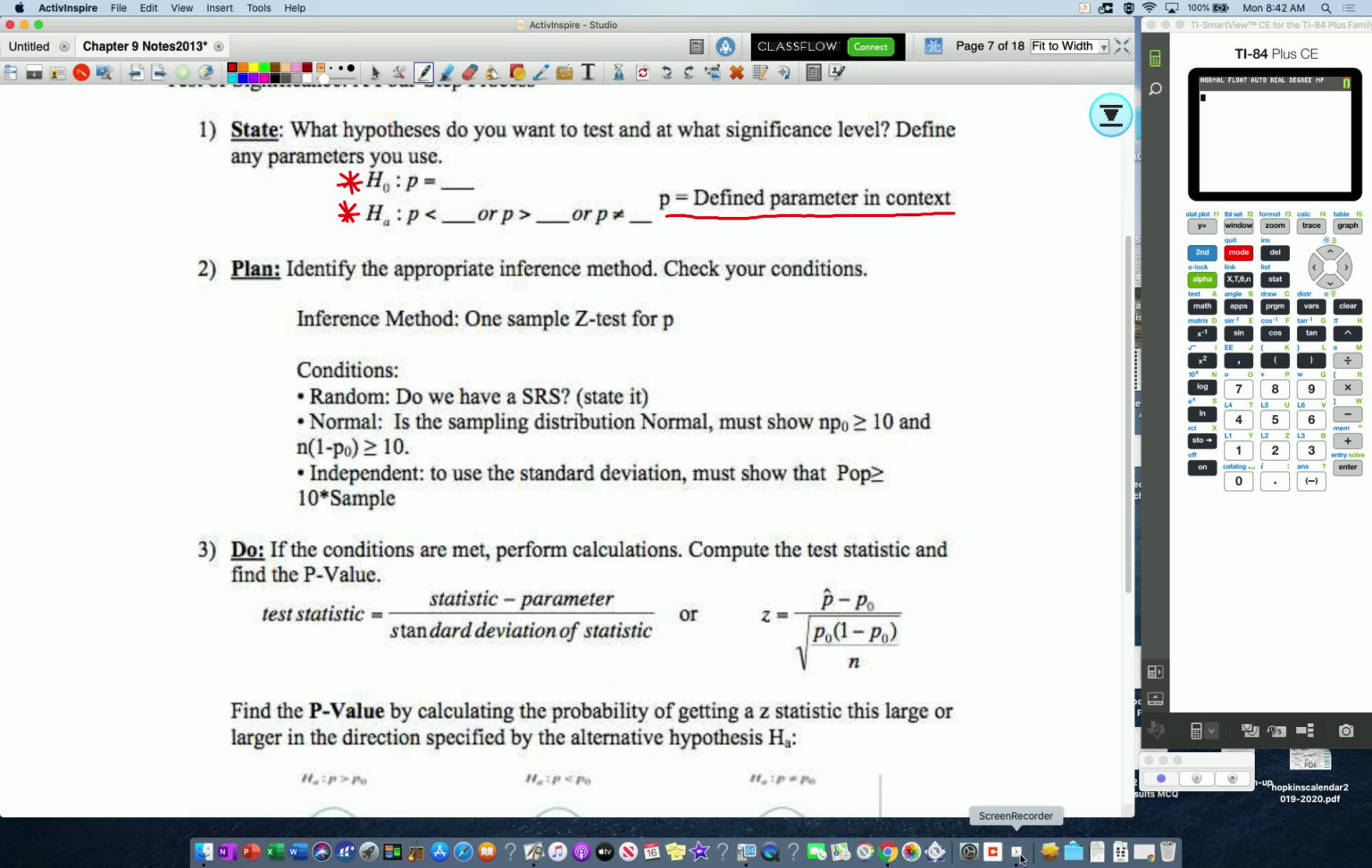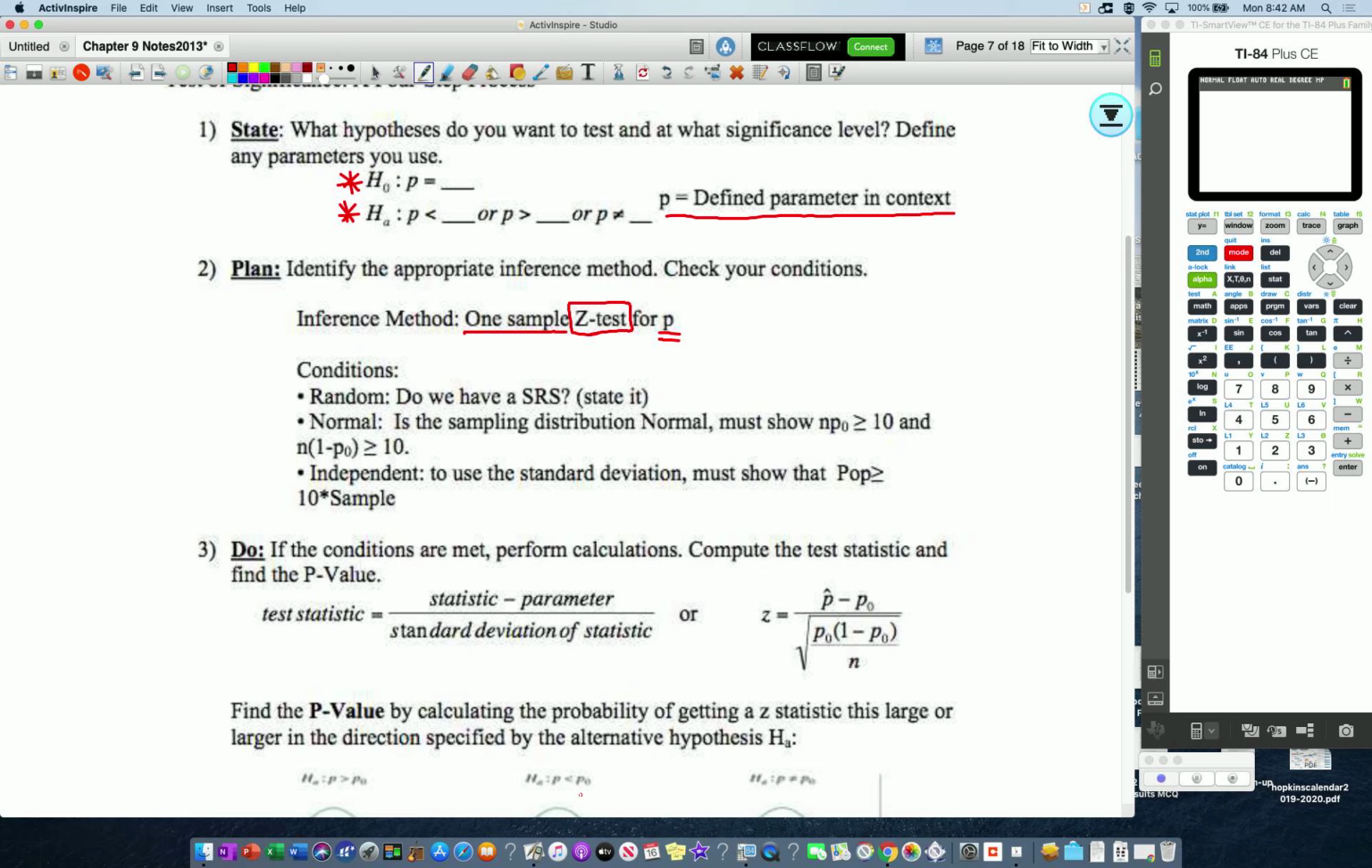The plan then, in order to do these tests, 3 things must be true, and I will look for 4 things when doing your plan. So the first thing you need to do is identify the type of test you're doing. Just like with confidence intervals, when we say what type of confidence interval we're doing, the plan has to say what type of test we're doing. So we're dealing with one sample. Since we're dealing with a P, we're going to say z-test, and we need to say P, which represents our population proportion.